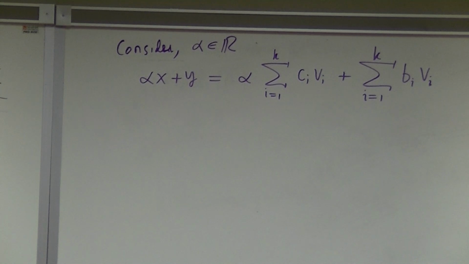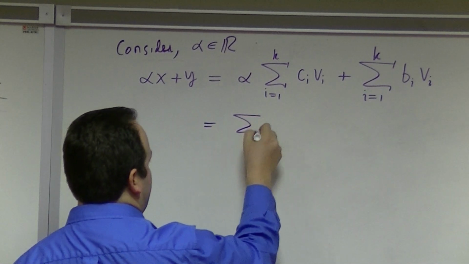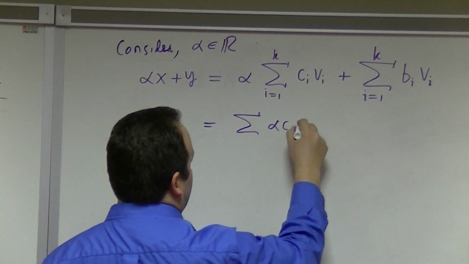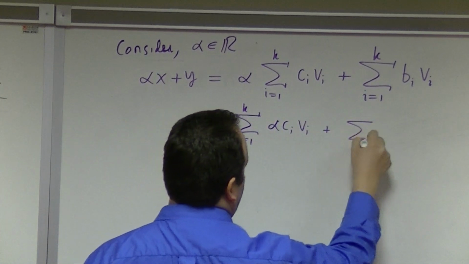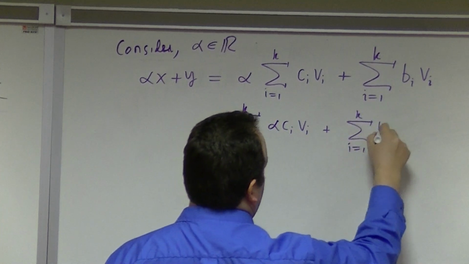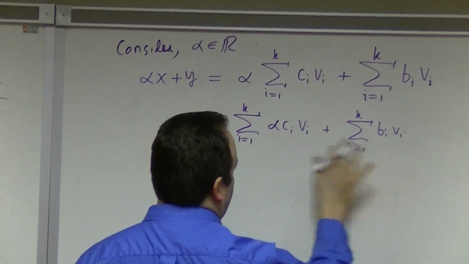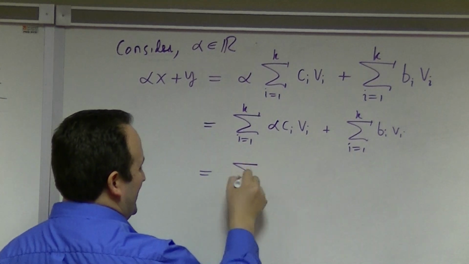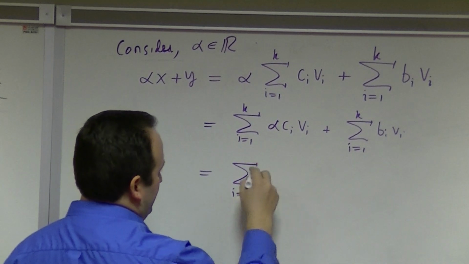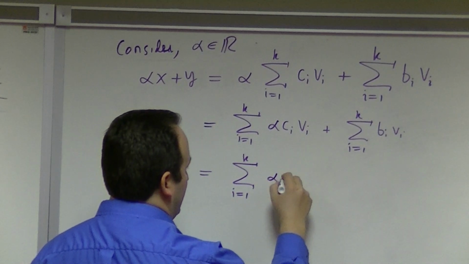Okay, so then what? Properties of finite sums, which we proved earlier. We can pull that scalar inside, like so, and we get the sum of alpha c_i v_i, i equals 1 to k, plus the sum i equals 1 to k of w_i v_i, and then one more step. The sum of two sums is the sum of the sums. In other words, this, which is really just regrouping terms in a sum. It's not terribly complicated what I'm doing here.